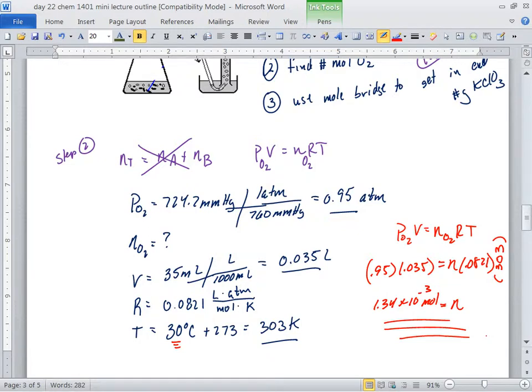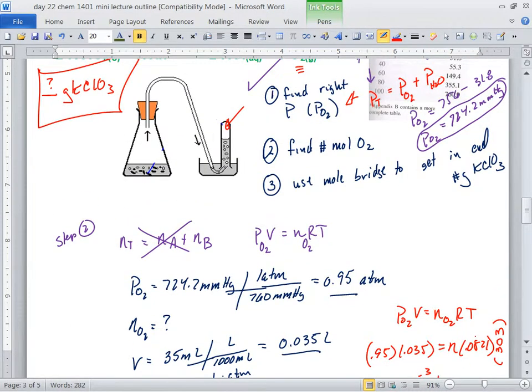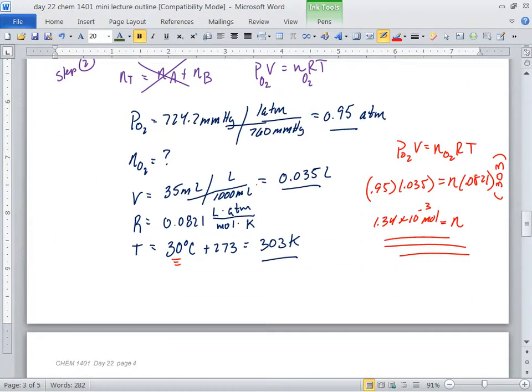Okay. Kendall, we just finished step 2. We got the number of moles of oxygen. So now we're supposed to do step 3 and use this mole bridge idea and end up in grams of KClO3. So 1.34 times 10 to the negative 3 moles of what? Moles of O2, exactly. See, it's not that straightforward. It's the moles of the gas we're interested in. We want to do all this converting using the mole bridge and molar mass until we end up in grams of potassium chlorate.